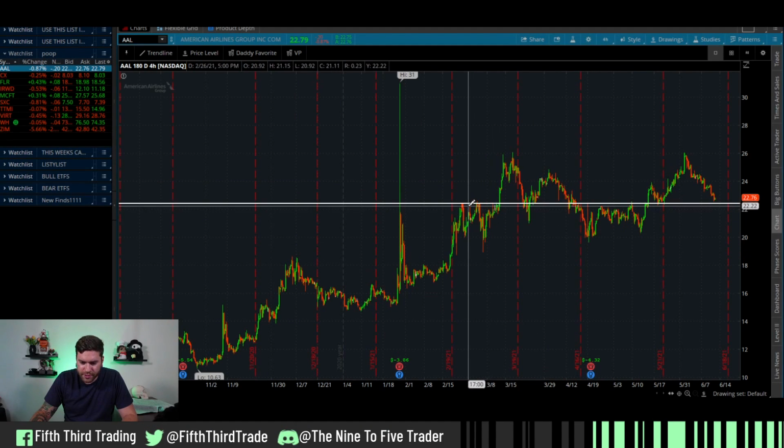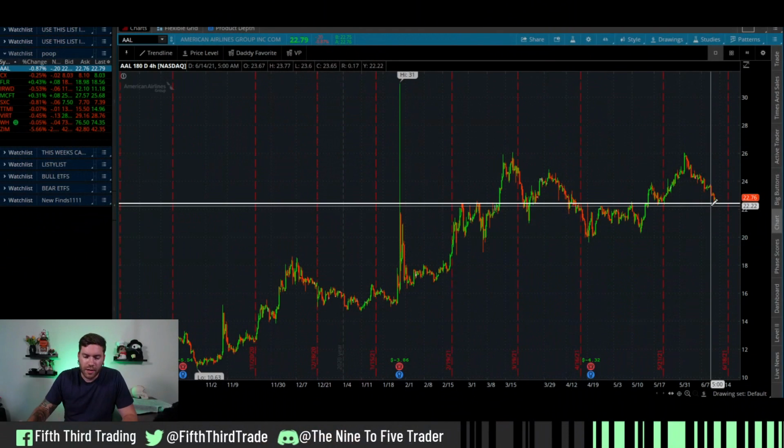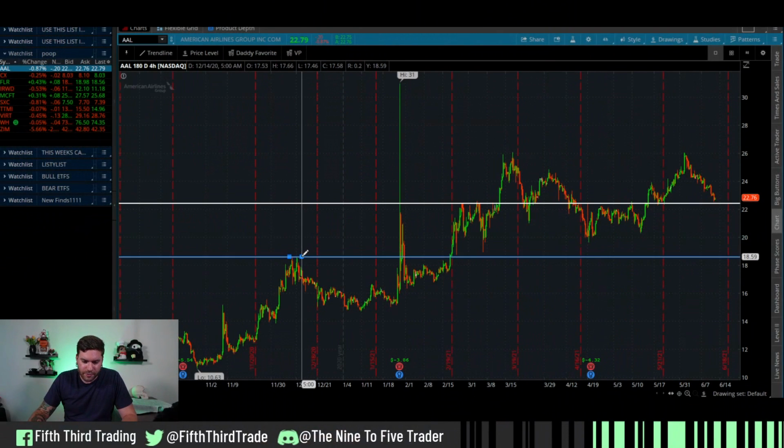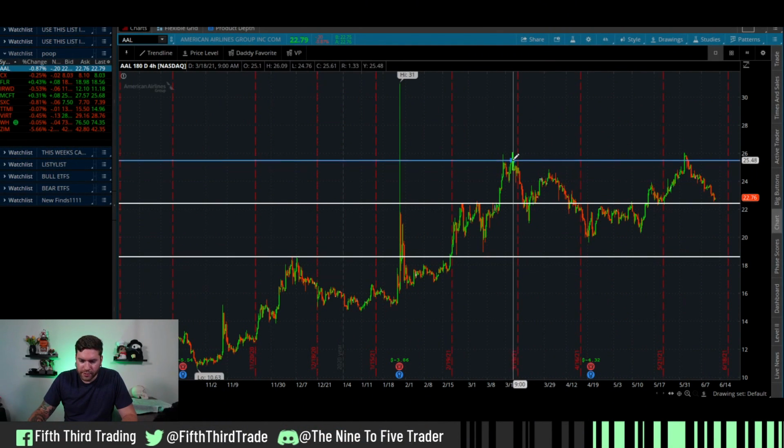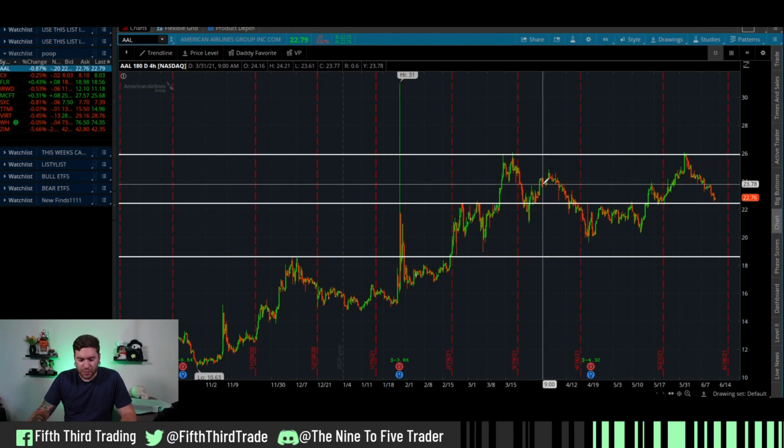Right there. Old resistance becomes a new support. Old support becomes new resistance. It happens. So we can see clearly a bunch of times this old resistance became a support area. This resistance is still very much alive.